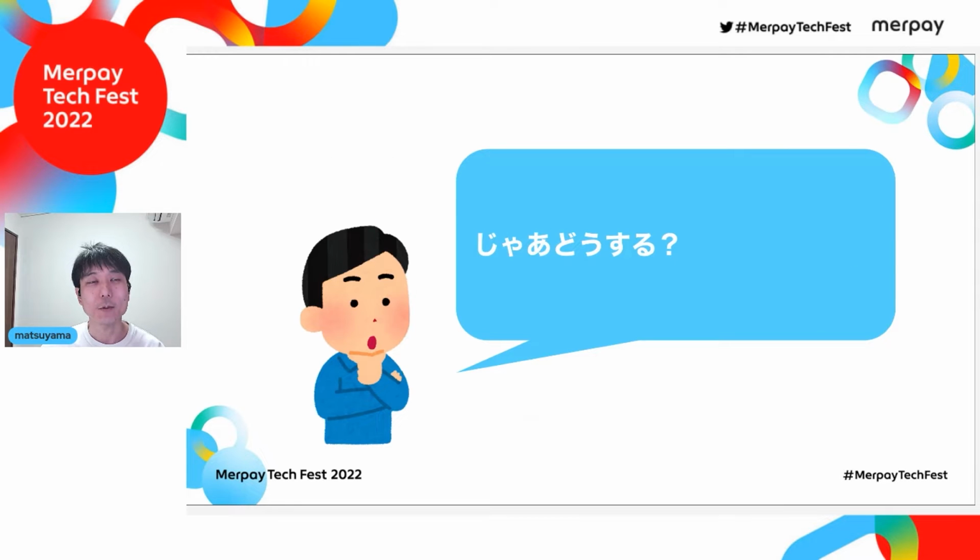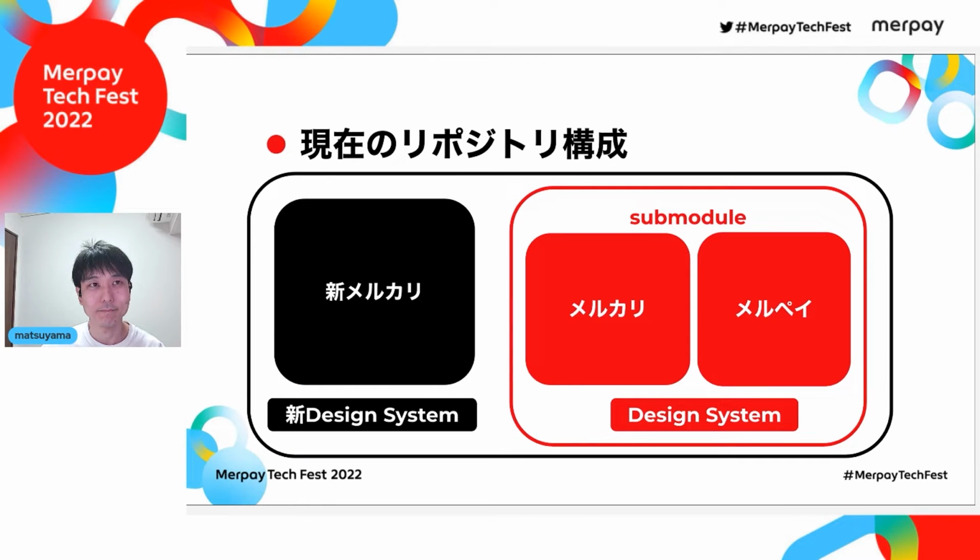So how do we go about this? Here is the current repository structure. In order to completely rebuild the application from the ground up, the new Mercari and new design system were created in a new repository. The new repository then has the current repository as a submodule.